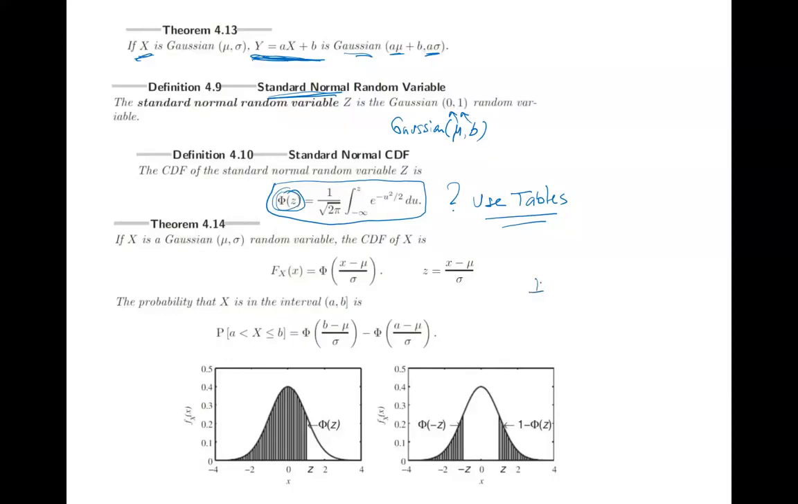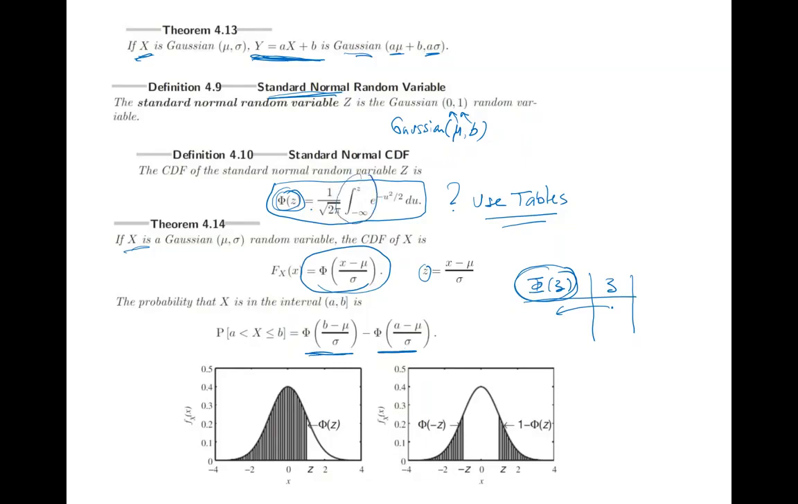So for any z, we see such a table. For every z value, we determine phi of z. For any Gaussian random variable x, the CDF can be written in terms of this phi function, by using this normalization. So we define a z, which is x minus mu over sigma. So the probability that x is in the interval AB can be written in terms of phi, as you see.